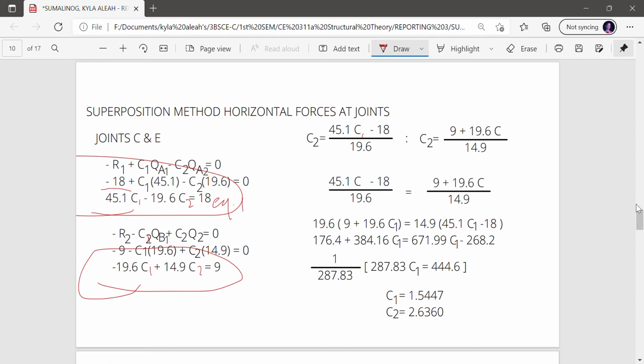So manipulating it, putting everything in here, transposing it, we are going to get the value of C1, which is 1.5447 or 1.545. And then putting C1 in one of these formulas, we will be able to get C2, which is 2.6360.